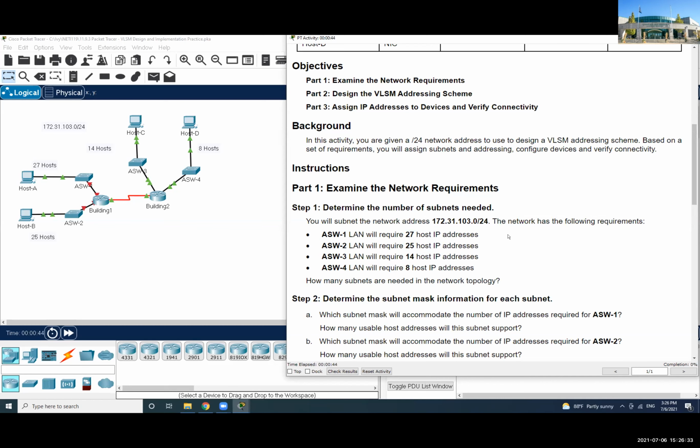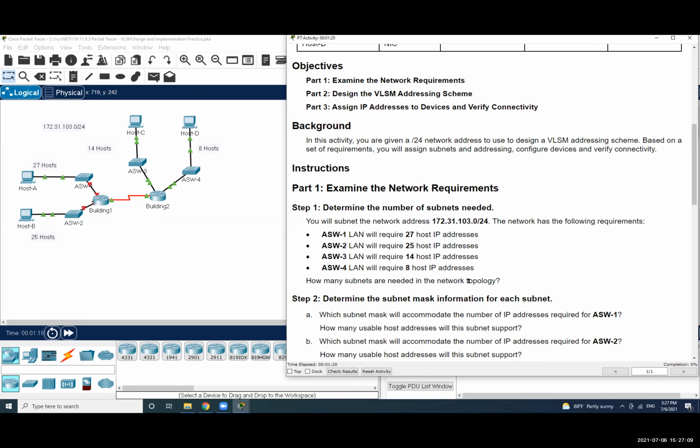So if you look at this one, what is this? You have 1, you have 2, right? You have 3, you have 4 here, right? Okay. So the first question here: how many subnets are needed in the network topology? What do you think? How many? How many subnets do you need? Any answer for that?